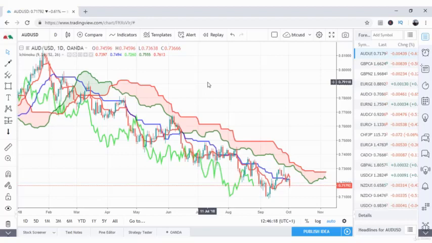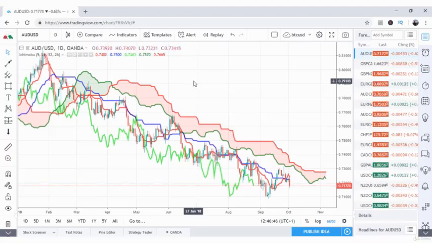Here we have Australian dollar against US dollar on a daily chart. I'm very happy to analyze a couple of daily charts because I strongly believe that the Ichimoku is one of the most powerful tools to analyze long-term investments. So using the Ichimoku on a daily chart is ideal if you are considering a long-term investment. Let's analyze some important movements where we could start to think about opening a short position here.